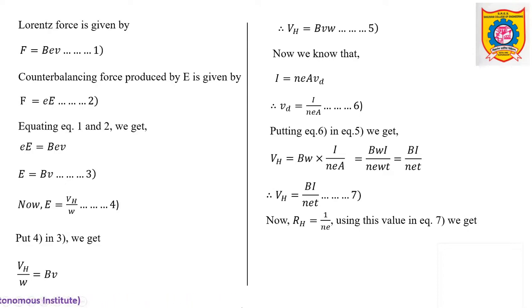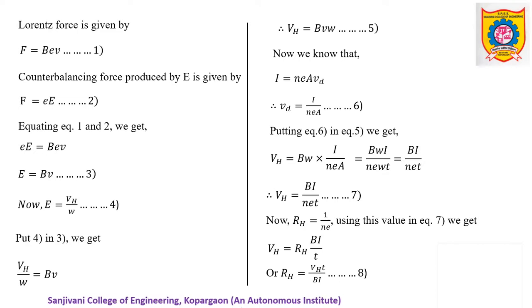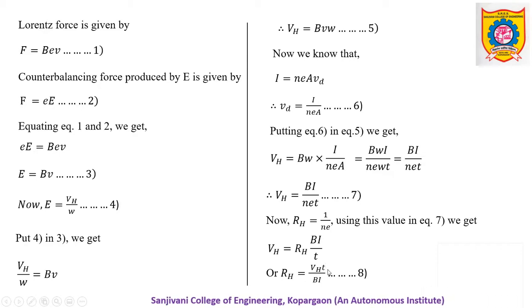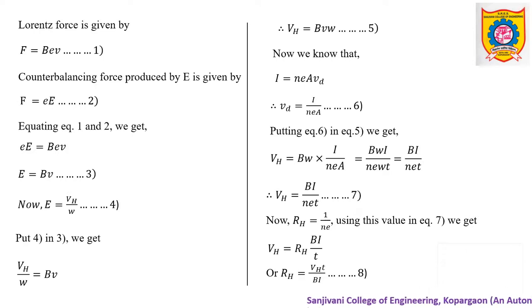So equation 7 becomes VH equals RH into BI upon T, or we can rearrange it for RH as VHT upon BI. This is one more formula for the Hall coefficient. One formula for the Hall coefficient as per definition is 1 upon Ne. It is further equated with VHT upon BI, which is the derived expression for the Hall coefficient. This way equations 7 and 8 give the desired expressions for Hall voltage and Hall coefficient.